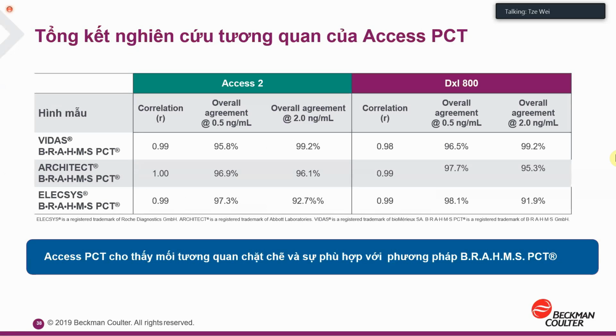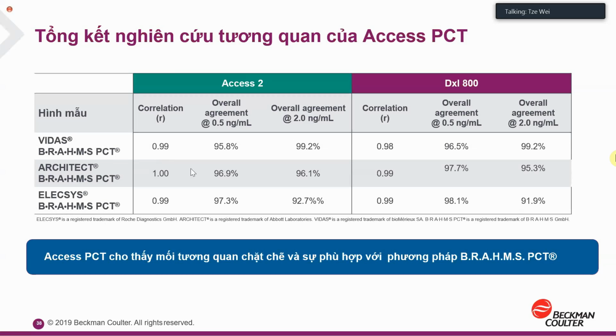We've also compared agreement at the key clinical cutoff points of 0.5 and 2 nanograms to other platforms that are also using the Brahms PCT antibody pair. And looking at the comparison, I talked about the Vidas Brahms PCT assay, but we also compared it to the Architect and Roche Elecsys.